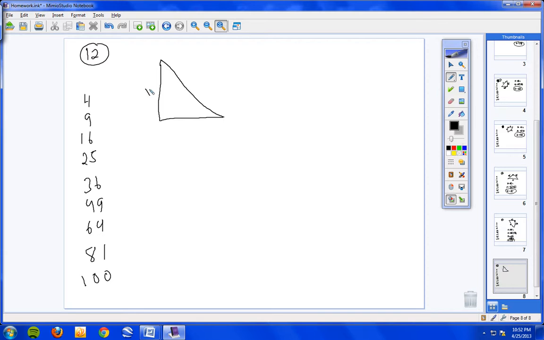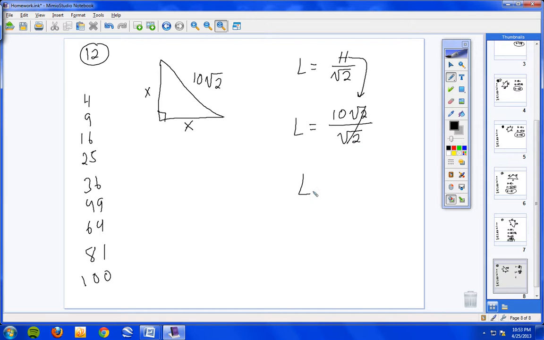This triangle has an x here, a right angle here, and the hypotenuse is 10 square root of 2. All of these are 45, 45, 90 triangles. So right now we're trying to find the leg. How do you find the leg when you're missing a leg in a 45, 45, 90 triangle? Well, the leg equals the hypotenuse divided by the square root of 2. So the leg equals, the hypotenuse is 10 square root of 2, so I make that substitution right here for h, and the bottom is square root of 2. These cancel, and the leg equals 10. So if one x is 10, the other x is 10 also.